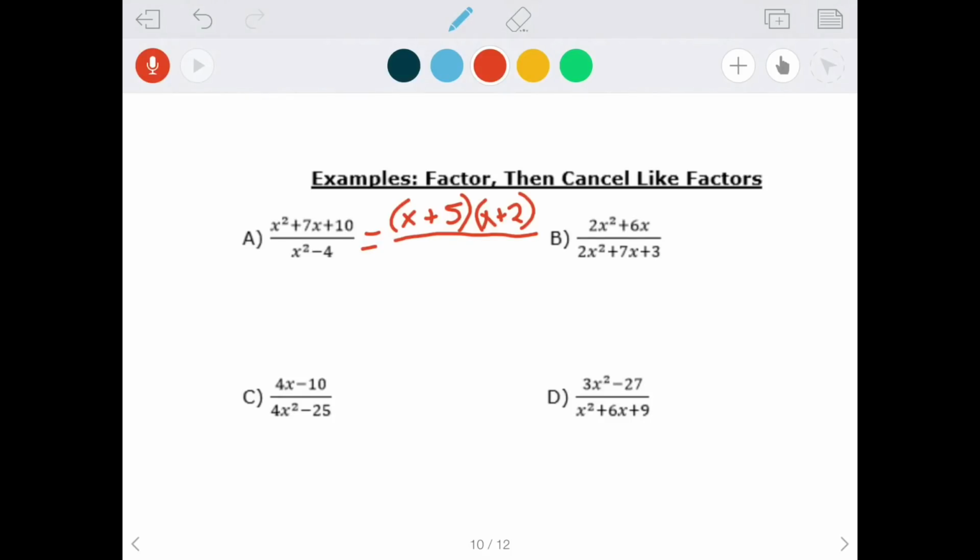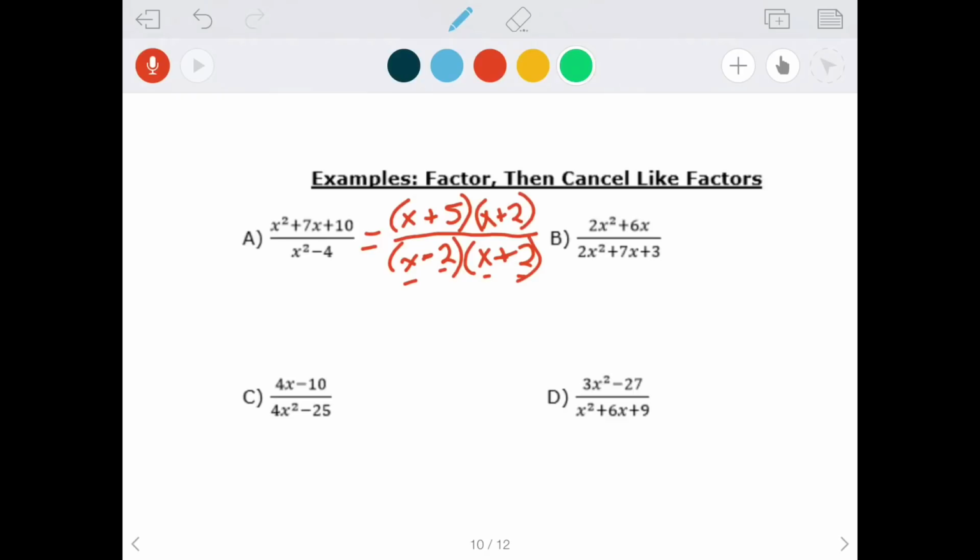I see that I have an x squared minus 4. Both of those are perfect squares. So it's going to be x minus 2 times x plus 2. Since we have no x term in there, and they are both perfect squares, I know that both the first terms have to be the same and the last terms have to be the same, just one is positive and one is negative.